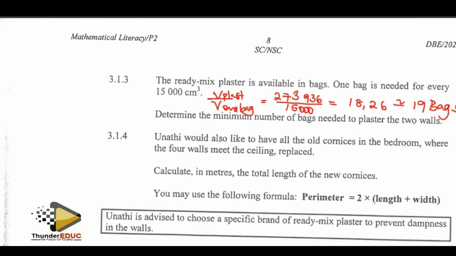This simply means they need 19 bags. Why? Someone might say that 2 is 2 here, and yet we usually round up when this is more than 4. So the reason I'm rounding up is that the person needs 18 full bags with part of another. Where will you get this part when they don't sell half bags? So they need another full bag. However, they won't use it fully. They will use part of it. That's why he or she needs to buy 19 bags. Determine the minimum number of bags needed to plaster the 2 walls: 19 bags.